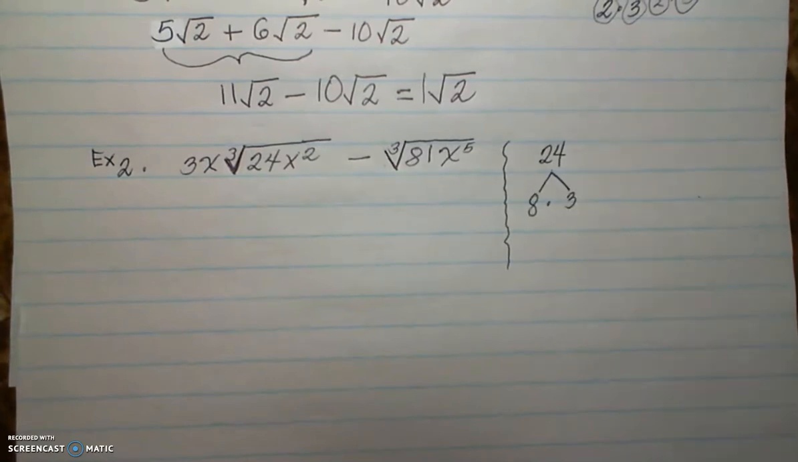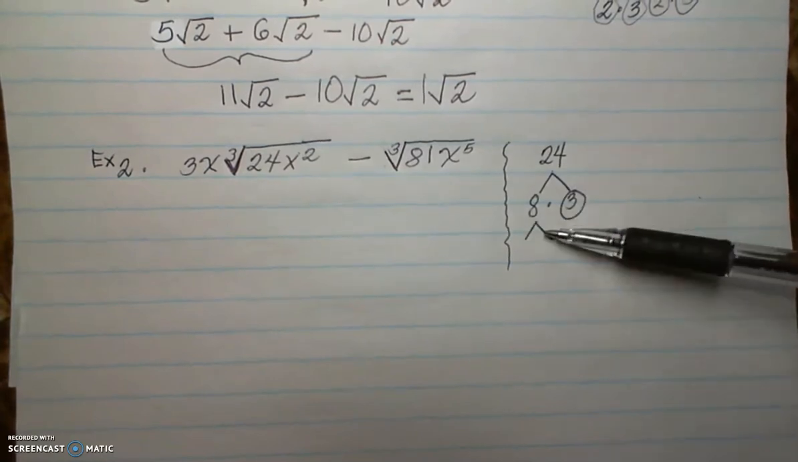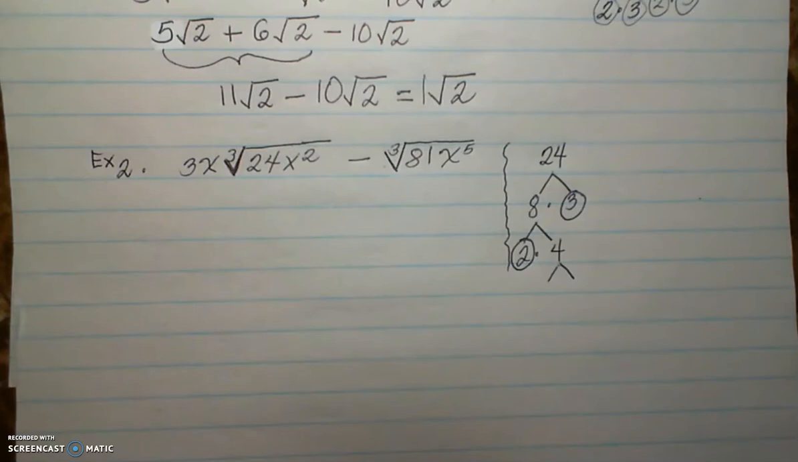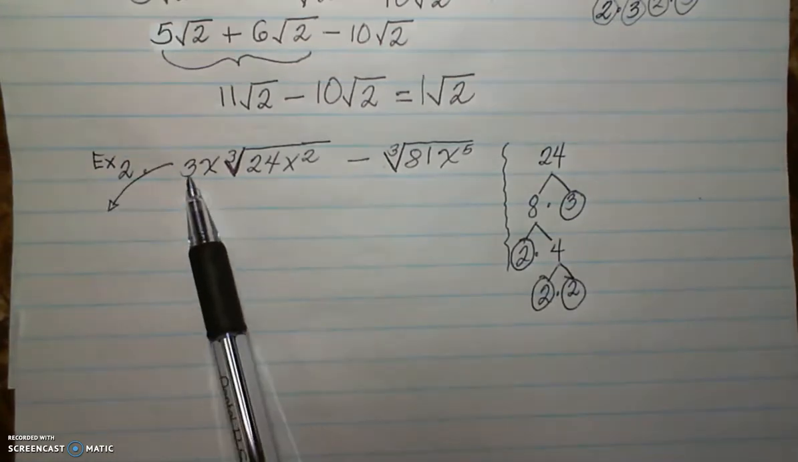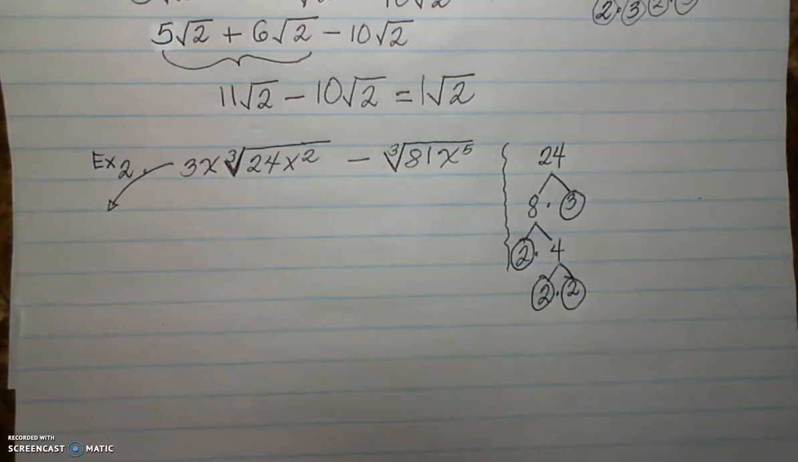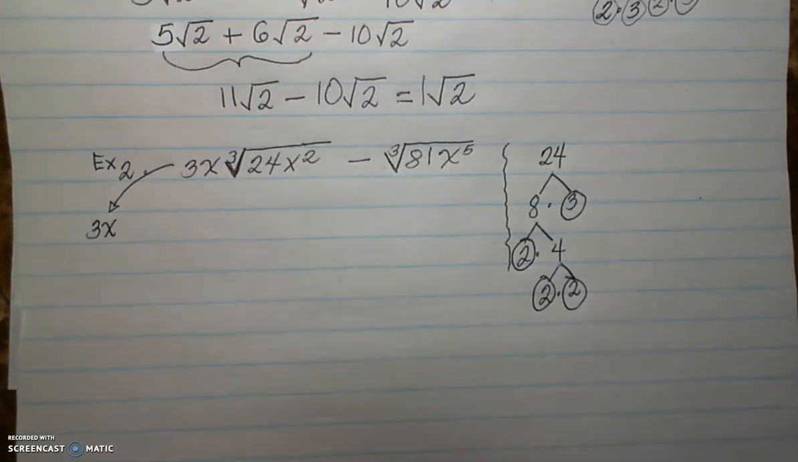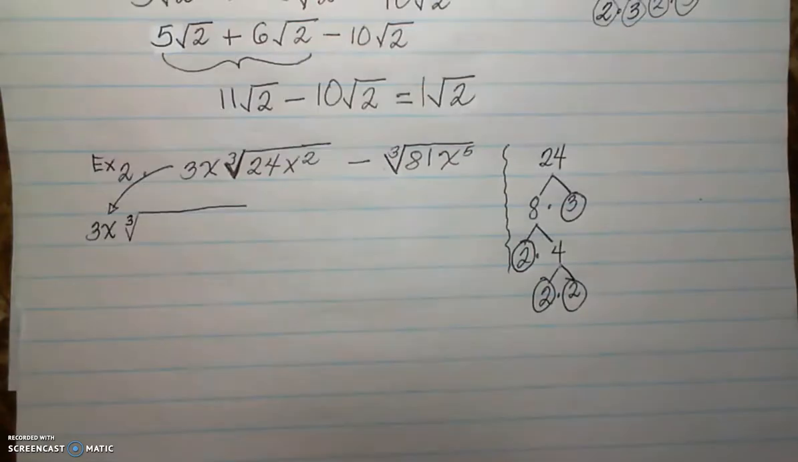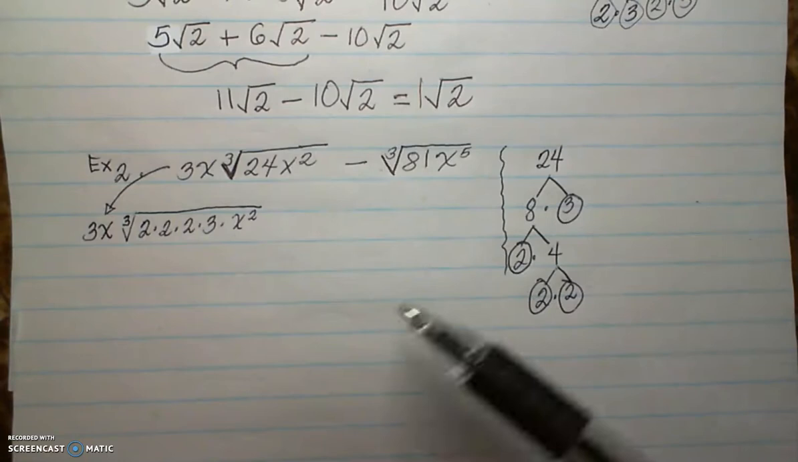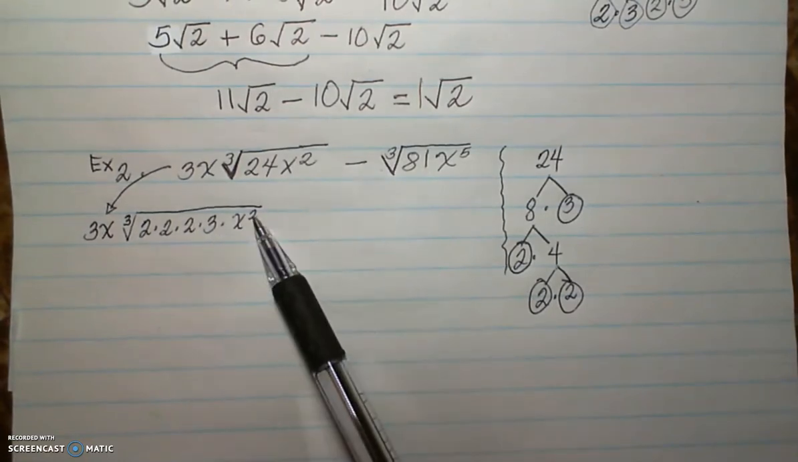Circle the 3 because that is prime. Extract the prime factors of 8, which is 2 times 4. Circle the 2 because that is prime. Extract the prime factors of 4, which is 2 times 2. Circle them all and put them all back in the radical. Copy this all down, but the 24 now turns to all these prime numbers. Copy down the 3x, which is the coefficient of the radical. Copy the cube root symbol. And then put the 2 times 2 times 2 times 3 inside, including the x squared.